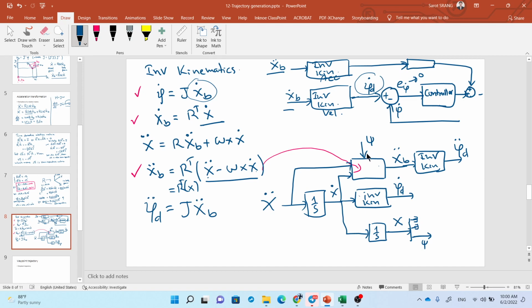Where else can you use it? Also in here, because this is also an inverse kinematics that has a rotation matrix. Wherever you have a rotation matrix, you need psi. So this psi is also put in here. So all of these kinematics and inverse kinematics are useful in the part of trajectory generation, to generate the desired velocity and desired acceleration for the actuator.